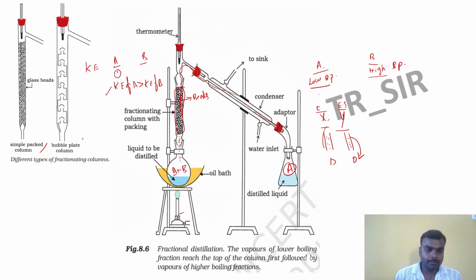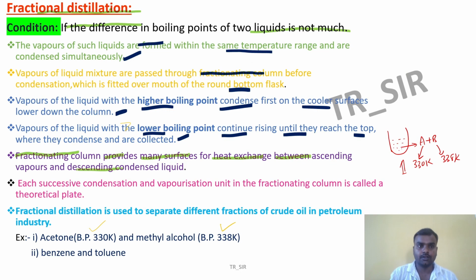Here is also a bubble plate column. So what happens now? The vapor will come up like this, and they have to tackle these obstacles like a kind of speed breaker. The one which is able to tackle the speed breaker easily will go out of the container. This is how we can separate liquids using fractional distillation with the fractionating column.